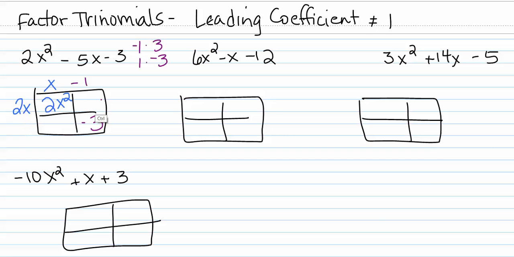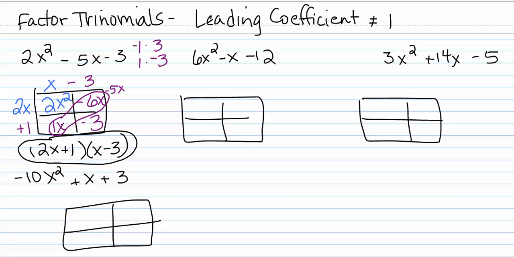So I'm going to move them around, and I'm going to put the -3 here and a +1 here. And let's see what I end up with this time. So in the upper right-hand corner, I have to do 2x times -3, which gives me -6x. Lower left-hand corner, I have to do 1 times x. That gives me a 1x. When I combine those together, I get -5x, exactly what I want in the middle. So now I have my two binomials, one lying along the left, 2x plus 1, and one on top, x minus 3. And those are my factors of 2x squared minus 5x minus 3.